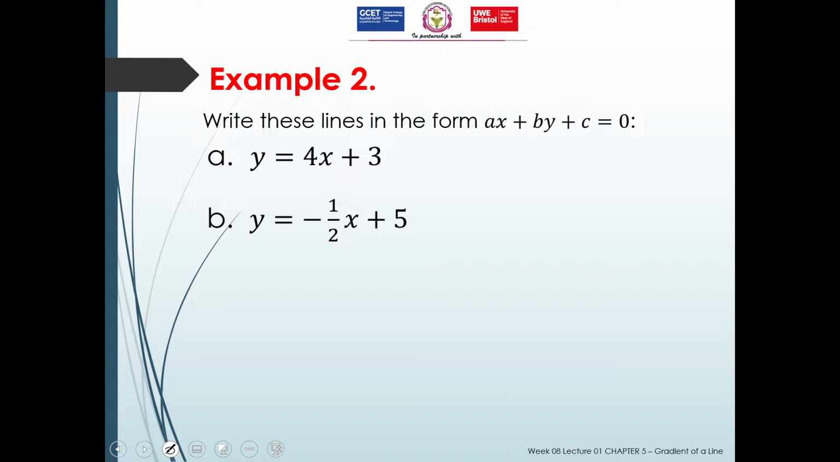Okay, so let's continue. Let us take a look at example number 2. Write these lines in the form ax plus by plus c equals 0. So here we want to write the standard form in general form. Now remember, in the general form, your a, b, and c must be integers.